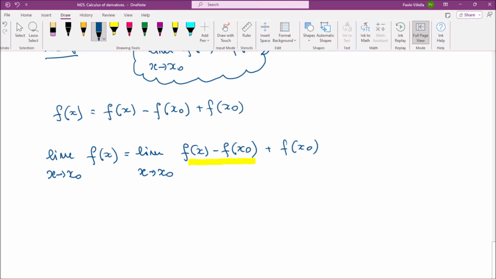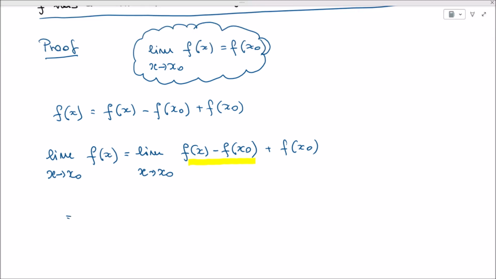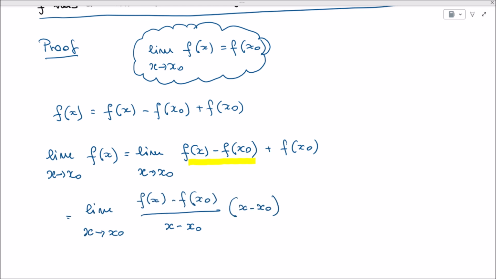So next step would be to divide and multiply by x minus x naught. Let's do this. So we have limit x goes to x naught of f of x minus f of x naught divided by x minus x naught multiplied by x minus x naught plus, well, we would have the limit of a constant, but clearly this is simply f of x naught. So in a way we can exclude f of x naught from the limit.